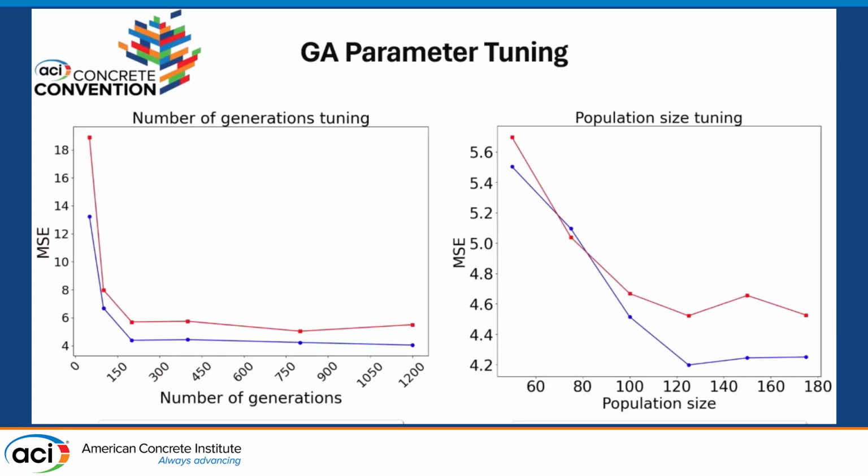So we did the same thing with the genetic algorithm. We did parameter tuning for the number of generations or iterations and the population size, or the possible number of solutions. And we achieved optimal results, for testing mean square error of 4.6, which we still consider too high for our regression process.